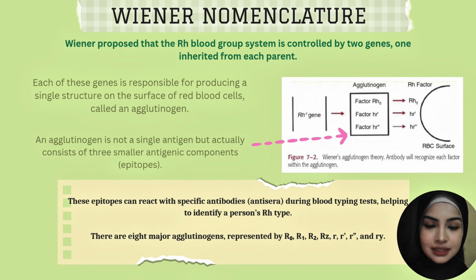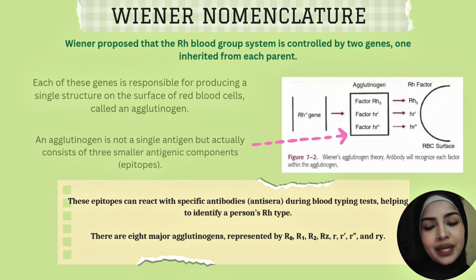So next, we're going to be discussing Wiener nomenclature. Wiener proposed that the Rhesus blood group system is actually controlled by two genes, one inherited from each parent. Each of these genes is responsible for producing a single structure on the surface of RBCs called an agglutinogen. An agglutinogen is not actually a single antigen. It actually consists of three smaller antigenic components called epitopes, as we can see in this picture here.